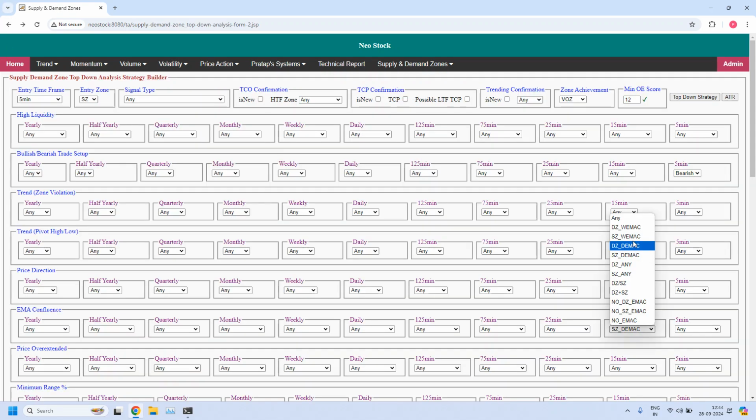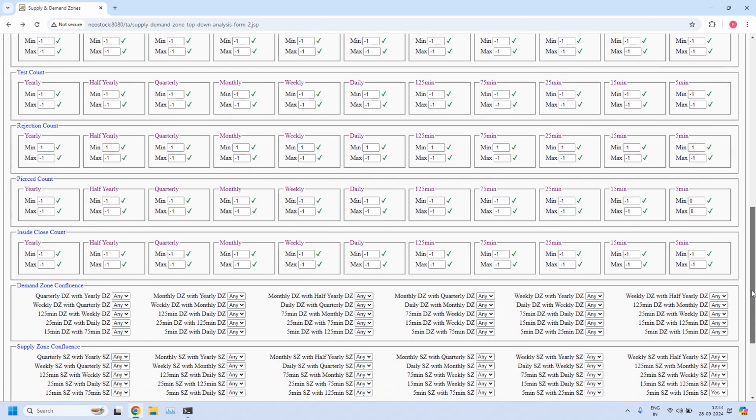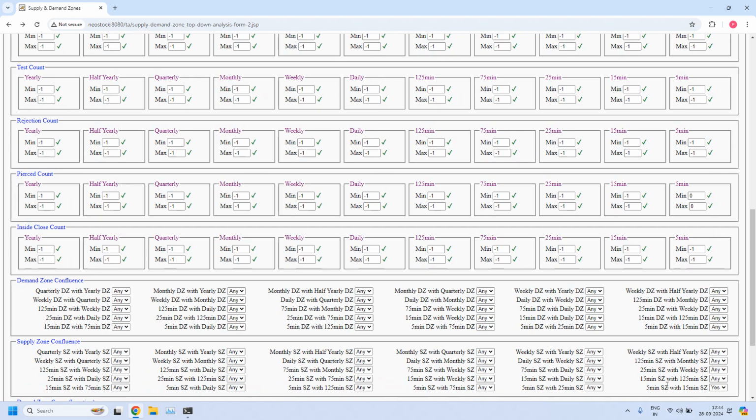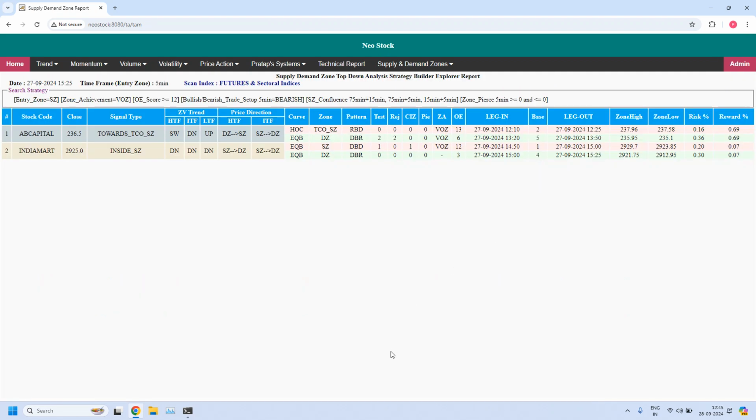Fine. Now let's look for LTF, ITF, HTF confluence, because earlier without EMA confluence we got 2 stocks. So in these 2, whether they have any HTF confluence, LTF, ITF, HTF supply zone confluence. We already enabled the filter 5-minute supply zone with 15-minute supply zone. Next I am enabling the filter 5-minute supply zone with 75-minute supply zone, that is HTF confluence, and ITF HTF confluence, that is 15-minute supply zone with 75-minute supply zone, also enabled. Now let's verify. So both the stocks are having even HTF confluence, LTF, ITF, HTF confluence.